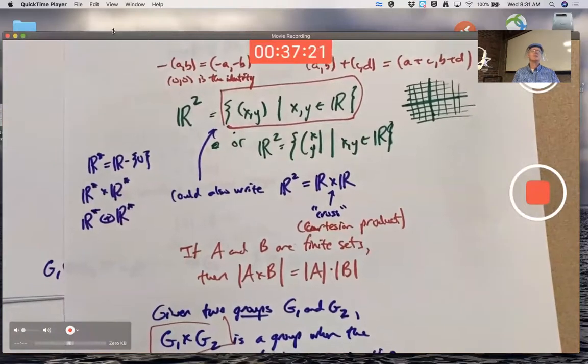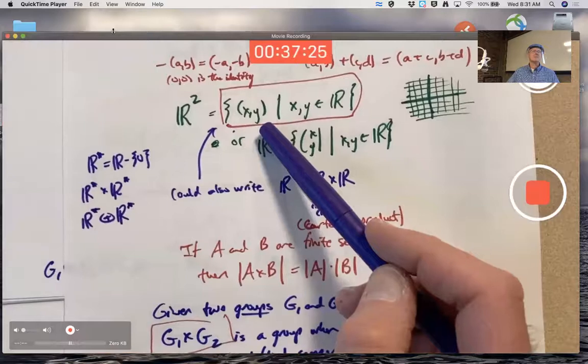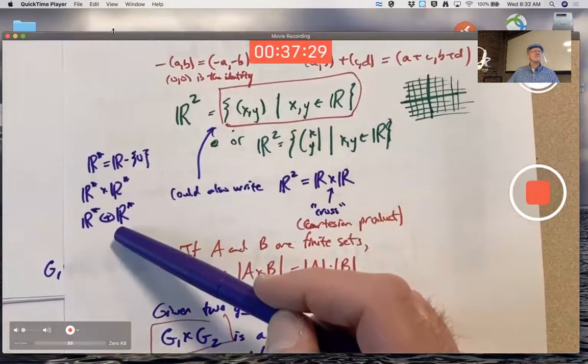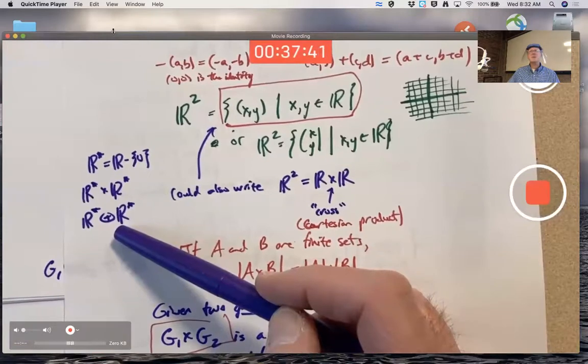And that would be a group. It would not be isomorphic to this additive group, though. Would it be isomorphic to maybe the non-zero complex numbers under multiplication? You might wonder. Well, complex multiplication is not really done component-wise.